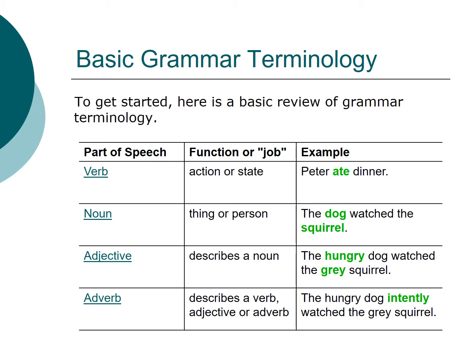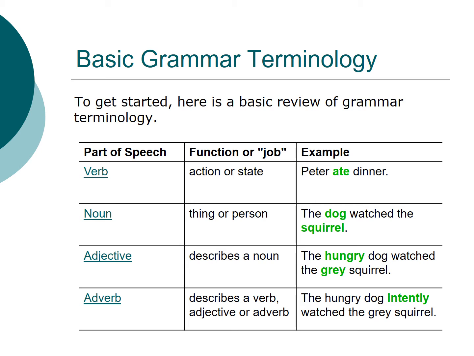The first part I have to know is the part of speech. As we said before, we have the verb, it's an action or state. For example, when I say Peter ate dinner, what did Peter do? Ate. So ate is the verb, is the action. Then the noun. The noun can be a thing, person, or place.